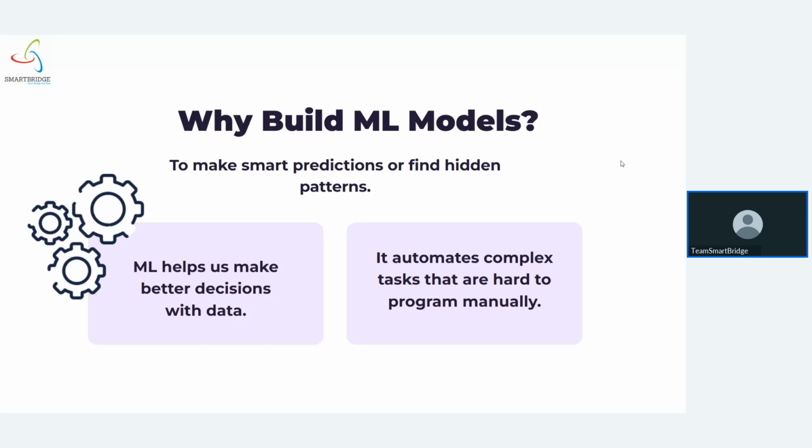So machine learning is restricted to predictions, works on past data. But AI has liberty. AI will have liberty to do whatever we say, whatever we instruct. Those are not limited to predictions. If there is a term called prediction, it is machine learning. Machine learning helps us make better decisions with the data. It automates complex tasks that are hard to program manually.